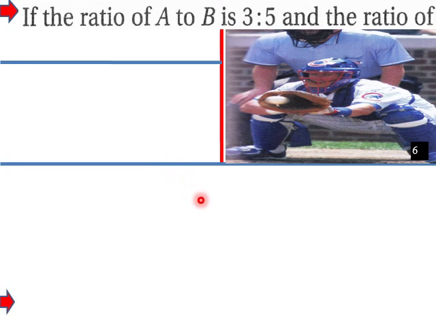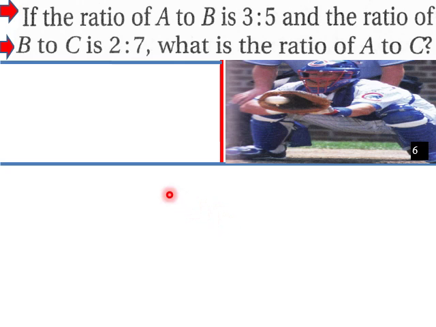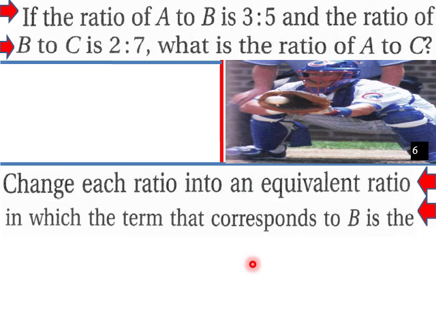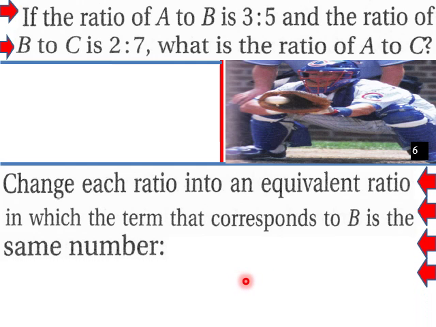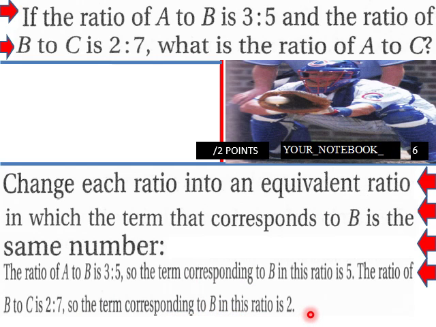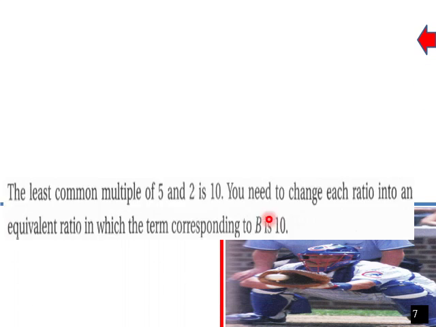If the ratio of A to B is 3 to 5 and the ratio of B to C is 2 to 7, what is the ratio of A to C? Change each ratio into an equivalent ratio in which the term that corresponds to B is the same number. The ratio of A to B is 3 to 5, so the term corresponding to B is 5. The ratio of B to C is 2 to 7, so the term corresponding to B in this ratio is 2. This will go in your notebook, and when you get to your own PowerPoint or video, you can stop, or if you have a note-taker, you can take these notes.